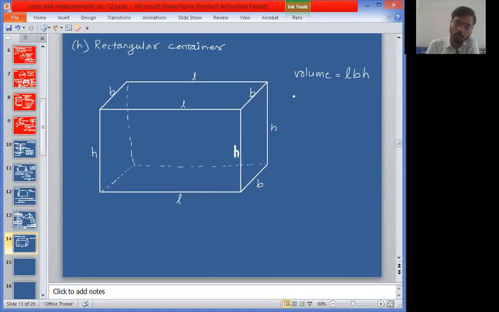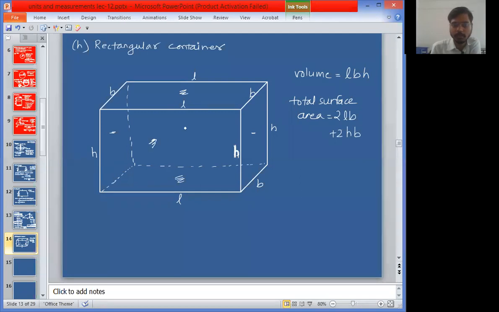Total surface area. Total surface area will be what? This bottom surface and top surface. Bottom surface is L into B. Top surface area is also L into B. So 2 times L into B. Now the left surface and right surface. H into B plus H into B.